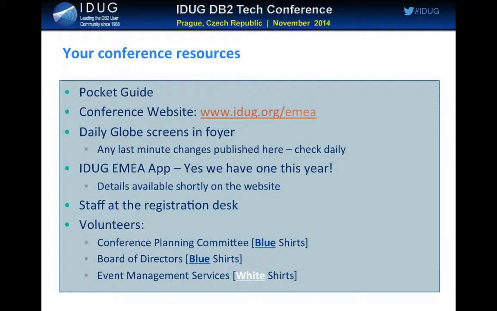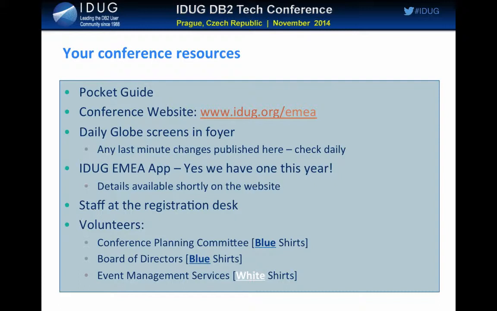Sometimes last-minute changes are necessary, perhaps if a speaker's got ill or they can't make it to the conference. If that happens, there are some screens in the foyer which are going to display the Daily Globe, which is an update that we provide every day. It provides information on any last-minute changes during the conference, so please be sure to check that daily. And then finally, we have the IDUG EMEA app. This is the first time we've had one at an IDUG event. Details will be available shortly on the website, and you can download the app, which is available on various platforms. It provides information on all the sessions, all the speakers, and again, information on the vendors at the conference.